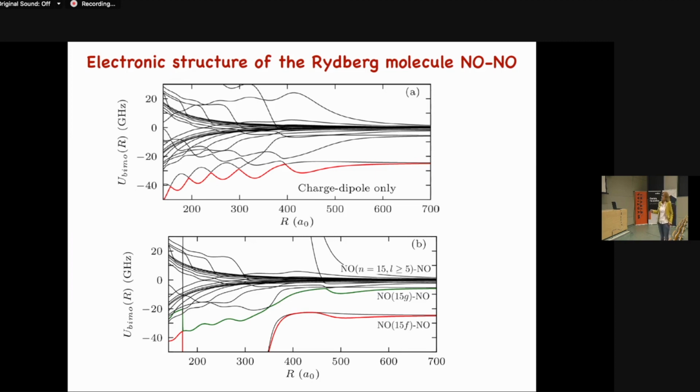But the important part, this is what the experimentalists will see in their lab: their minima, and their potential could support bound states. This is when we excite to n equal 15.